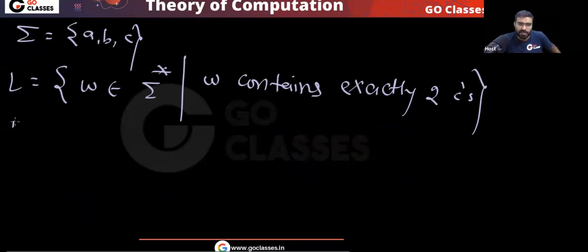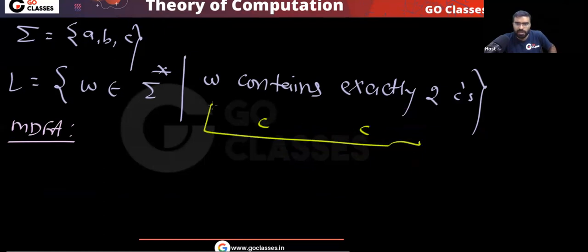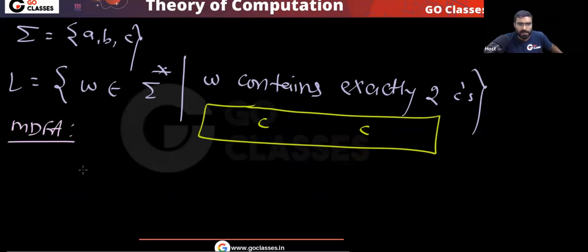Let's see the minimal DFA. Now let's create a minimal DFA for this language. Remember, we want exactly 2 C's. Anything can come, A or B, I don't care. If A, B are coming, we can ignore. We want exactly 2 C's.